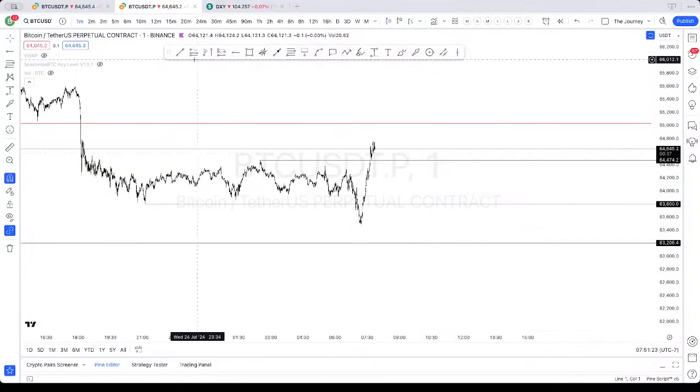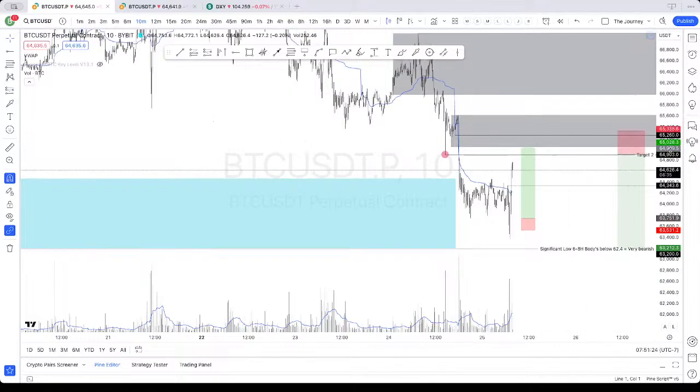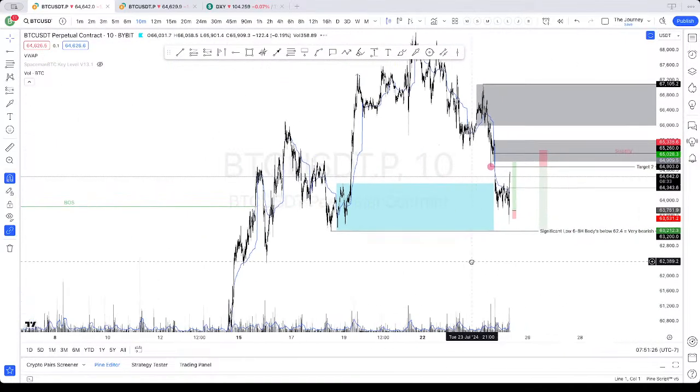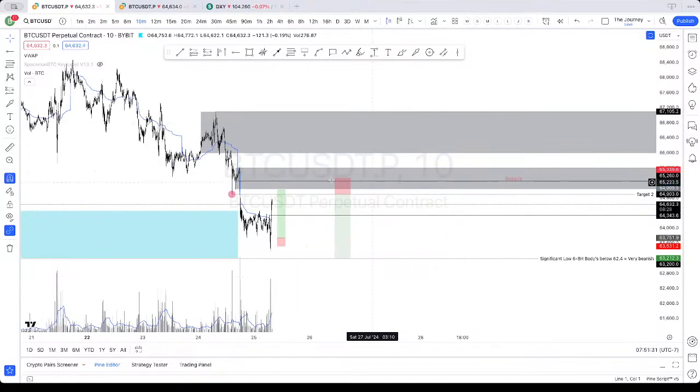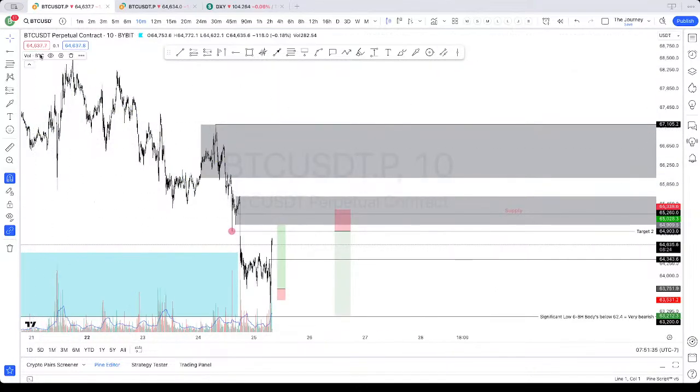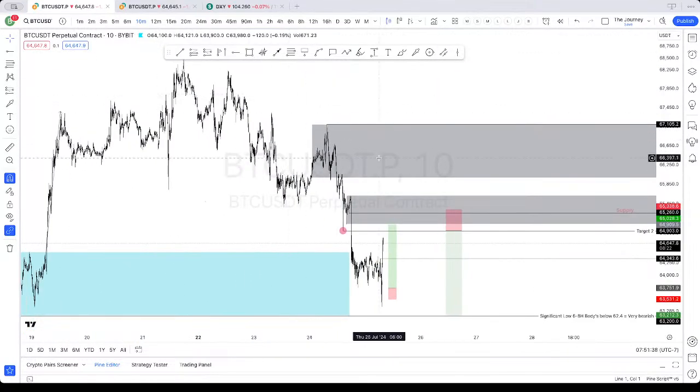Let's see here. Yeah, I don't know. I feel like I should have more planned on BTC. Just go away, indicators. I can't deal with you today. Get off of my chart.